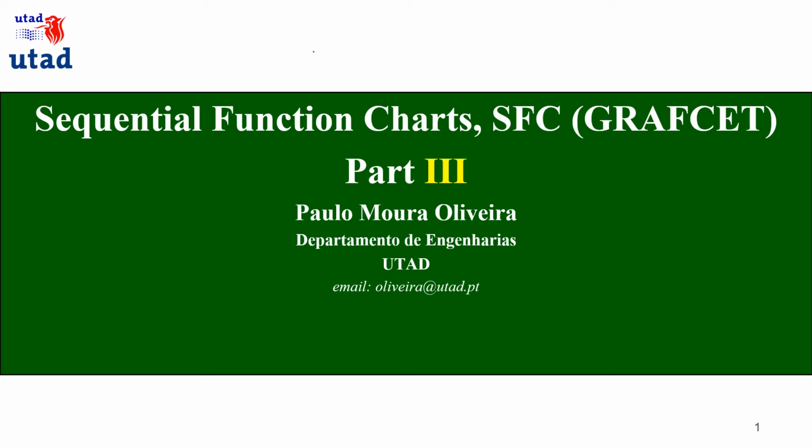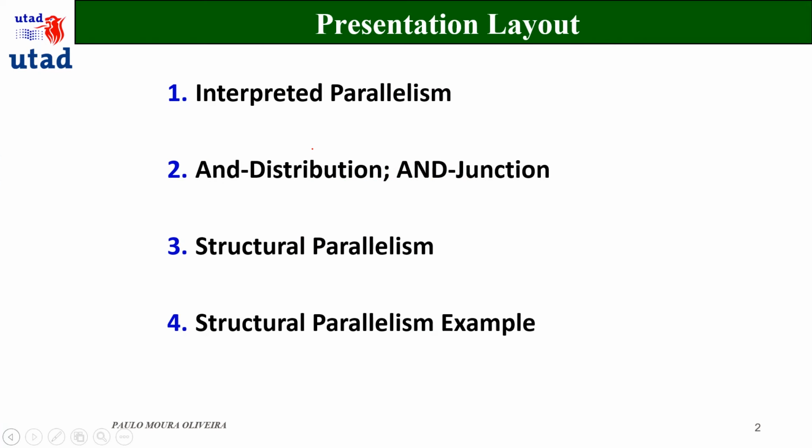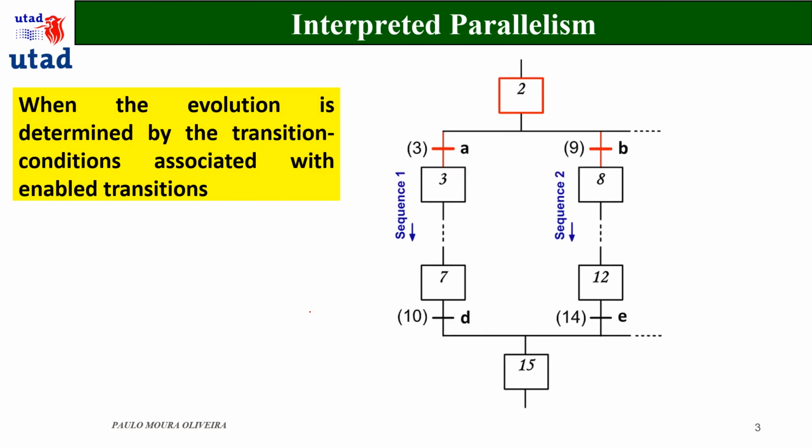Hello, so we are going to continue the journey about the sequential function charts. This is part 3, and in this video we are going to address the following. First, we are going to speak about interpreted parallelism. Then we are going to speak about the AND distribution and the AND junction. Then we are going to move to structural parallelism, and then we are going to provide an example about structural parallelism. So, what is interpreted parallelism?